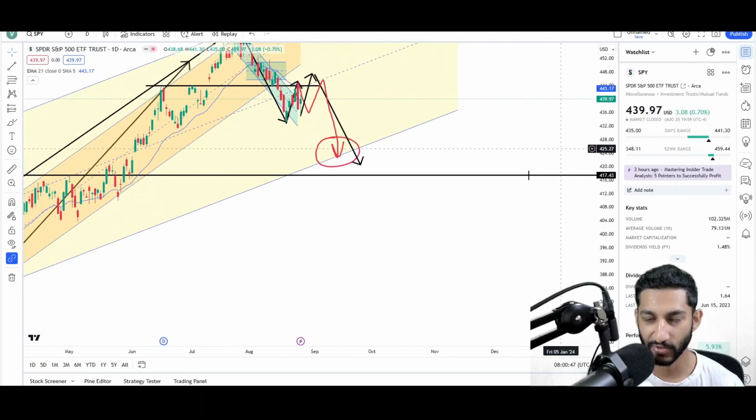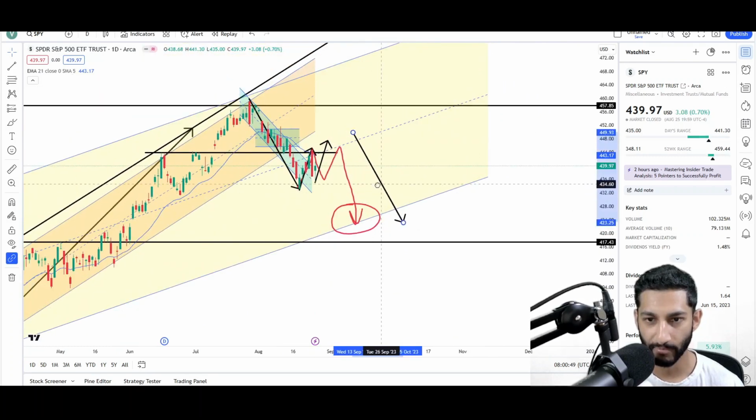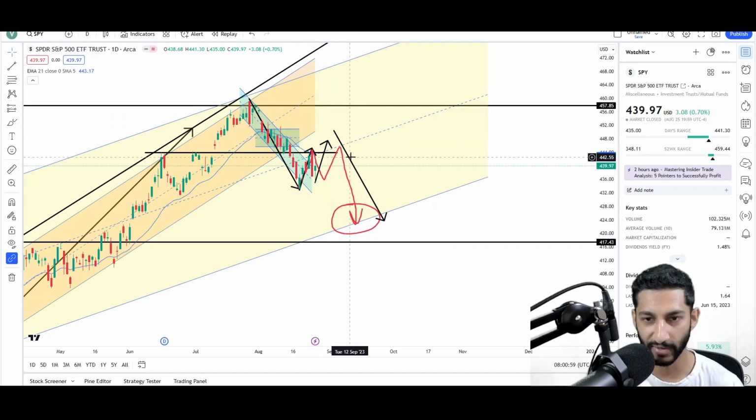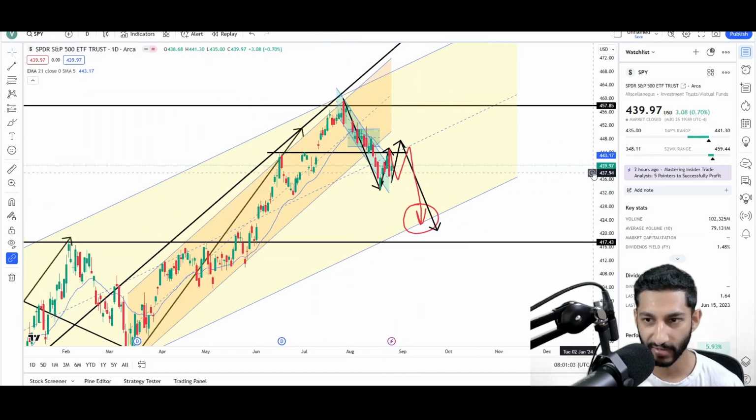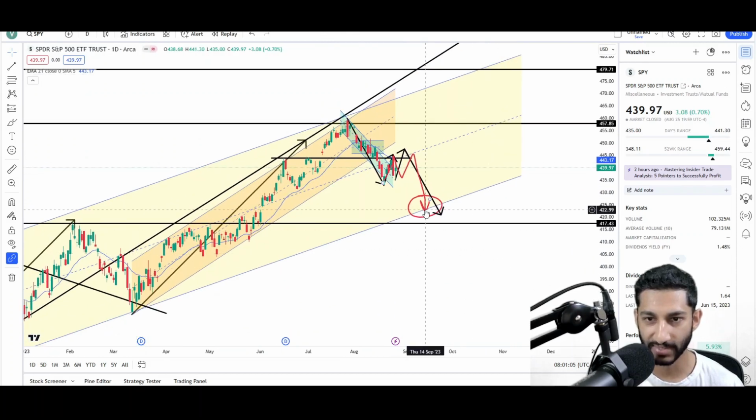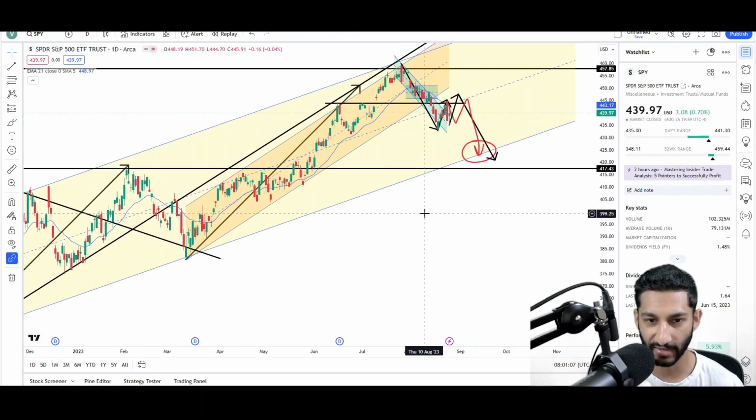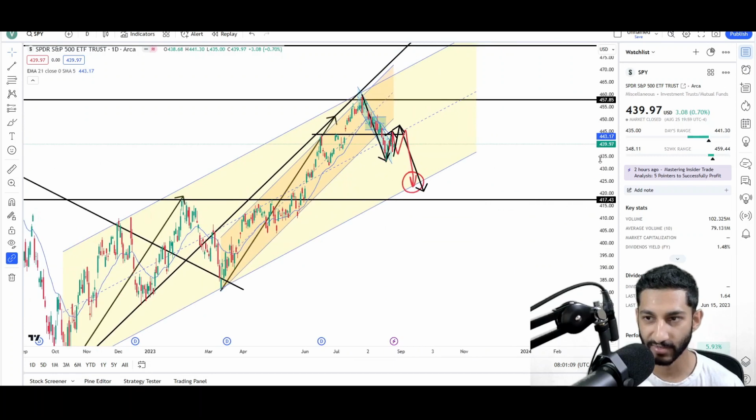Obviously, this measure move target is not exact. It could be a little bit lower, depending on what type of reaction we get. It could be a little bit higher. We can always overshoot the measure move target, the small one, or we can undershoot it. But this is just a general idea of what can occur, because price is trying to reach the opposite side of the yellow channel, just like we hit the top side. So that's what I see for SPY.